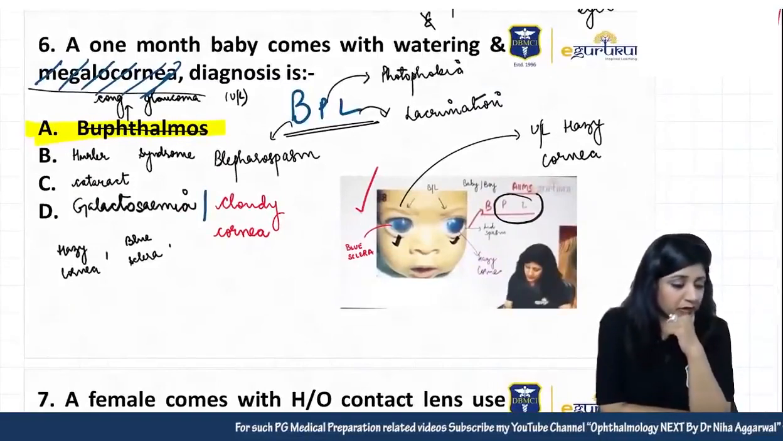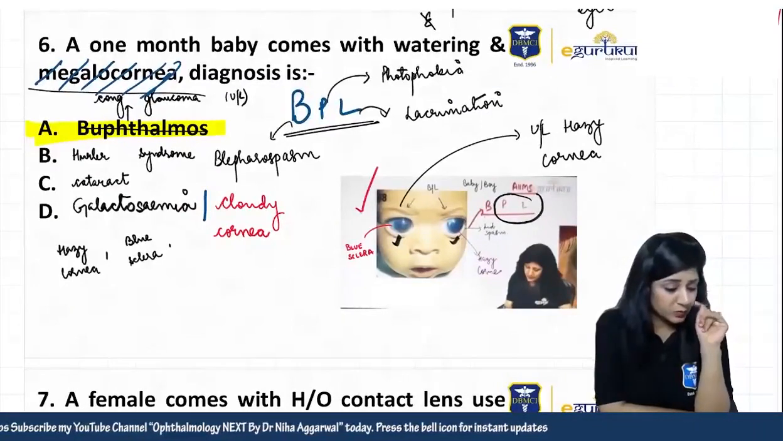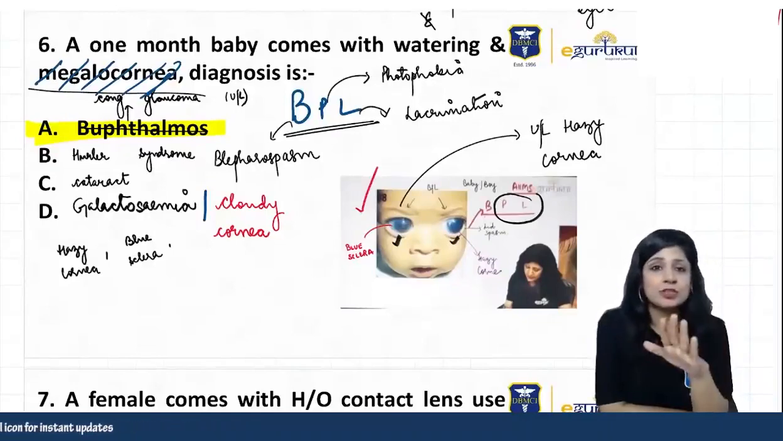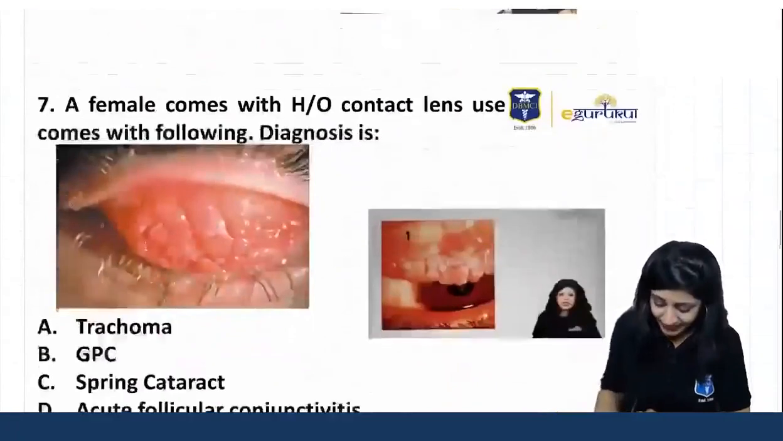Okay. Check the options once. Congenital glaucoma, the image was the same. Okay. Hurler syndrome, cataract, and fourth is galactosemia. Okay? Let's move on to the next.